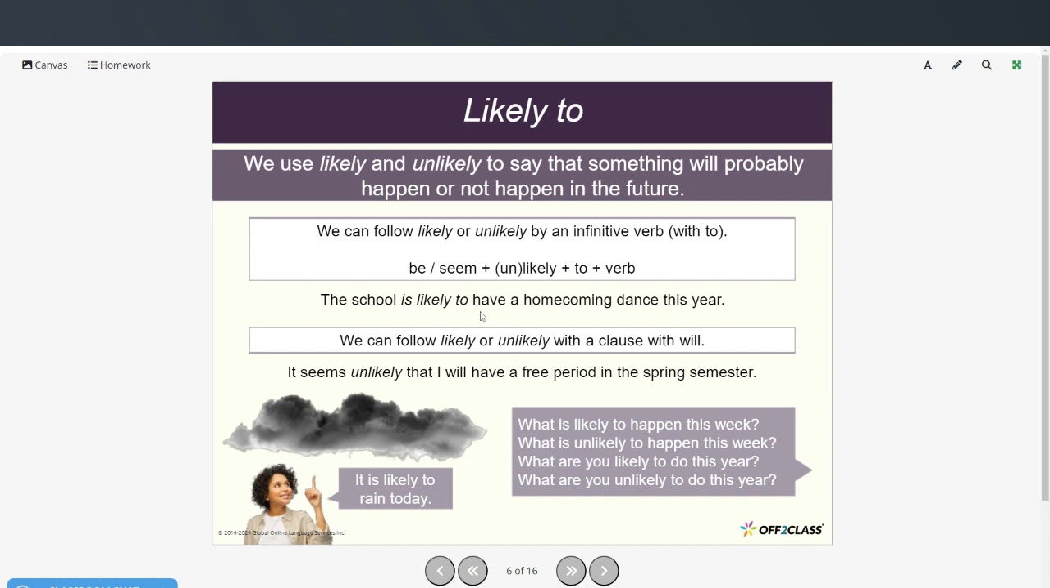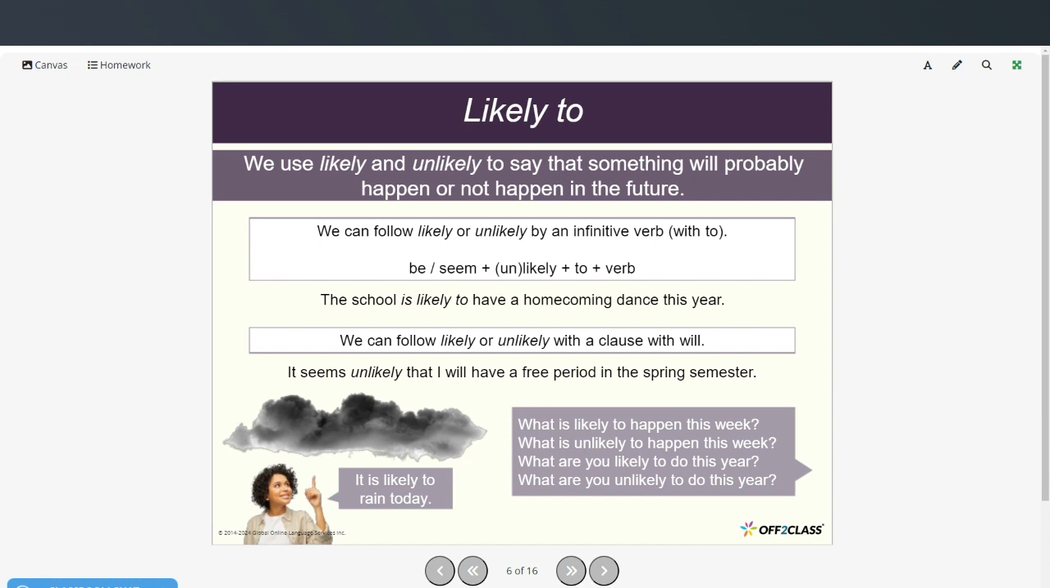So likely to have. We can follow likely or unlikely with a clause with will. It seems unlikely that I will have a free period in the spring semester. Here she's saying it is likely to rain today.